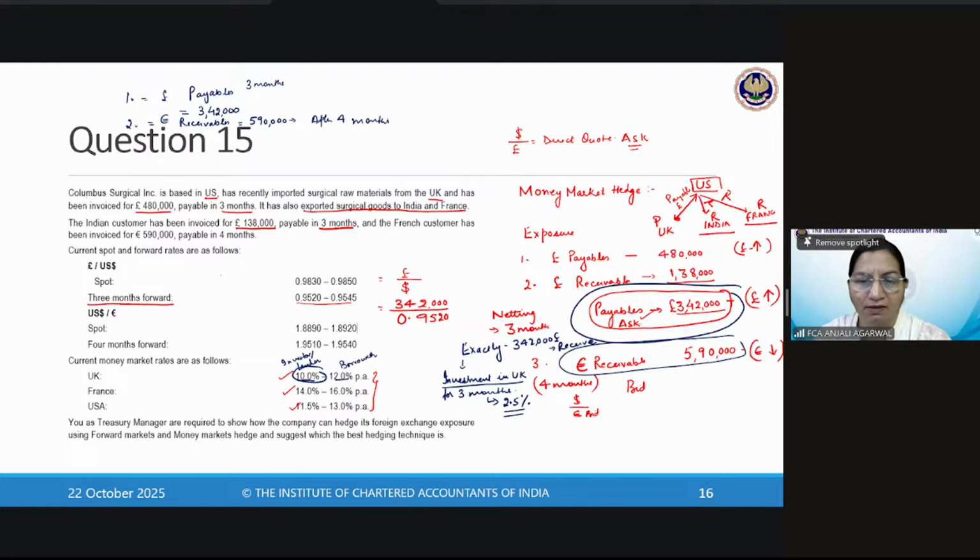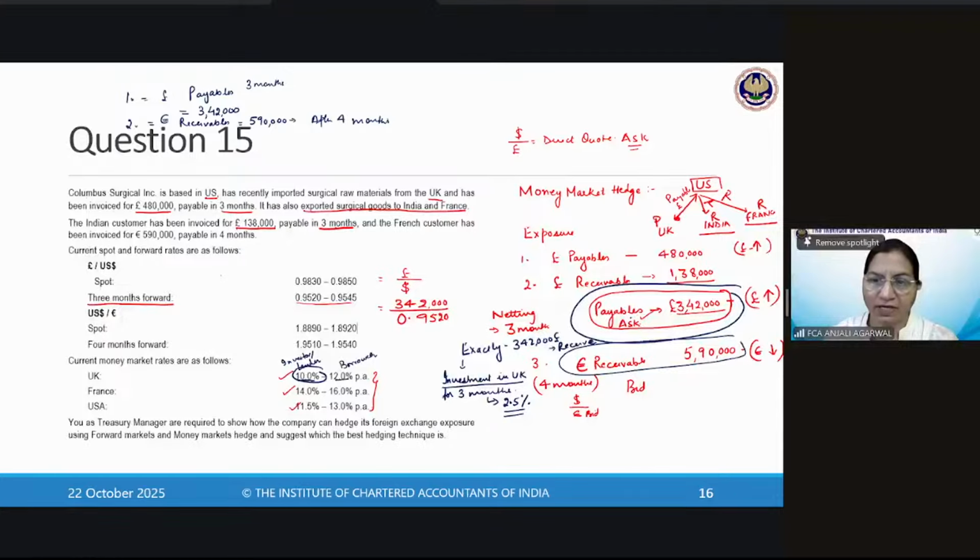Agreed so far? How does money market hedge work? It works like this: if you have payables, create receivables. If you have receivables, create payables. Now this question has both. We have payables also and receivables also: payables in pounds and receivables in euro. So after 3 months, you have pound payables. So create pound receivables exactly 342,000 and exactly after 3 months.